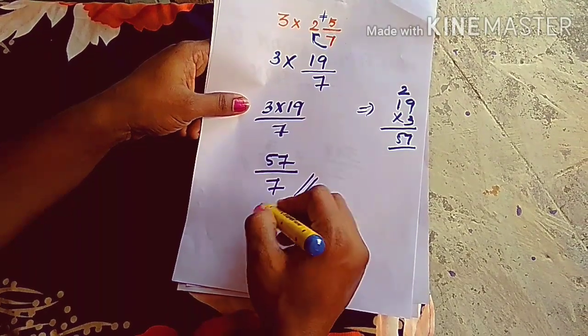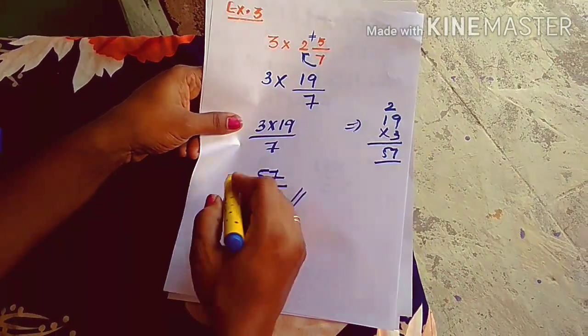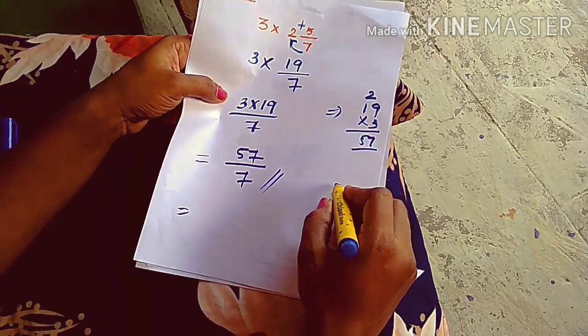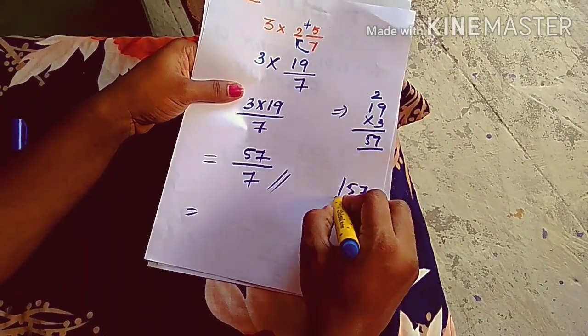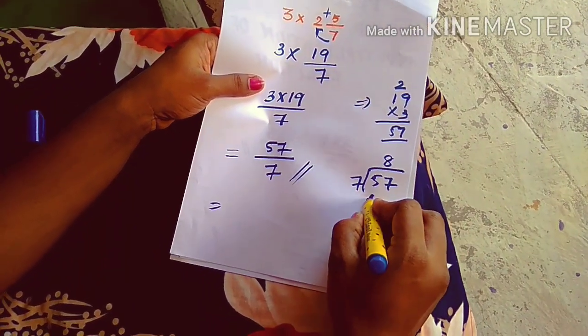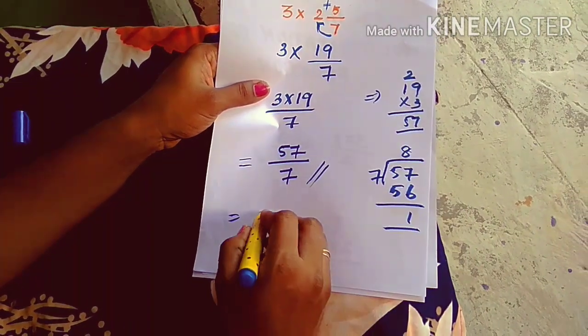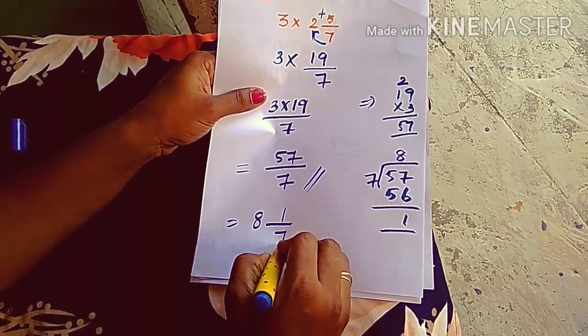We can leave this as an improper fraction, or else we can convert this into a mixed fraction. You know how to convert, right? How will we convert this? 57 divided by 7. 7 sevens are 49, 8 sevens are 56. Remainder 1. So how will we write? 8 1 by 7, right?